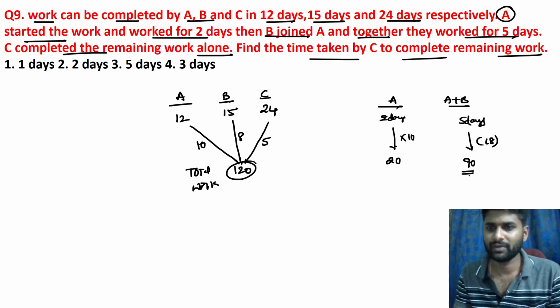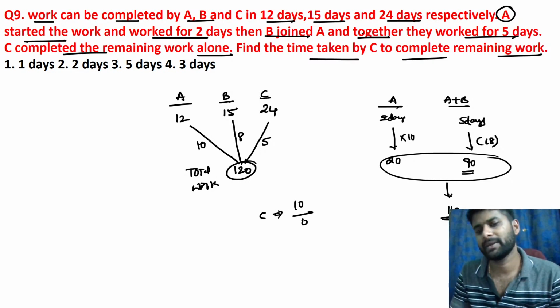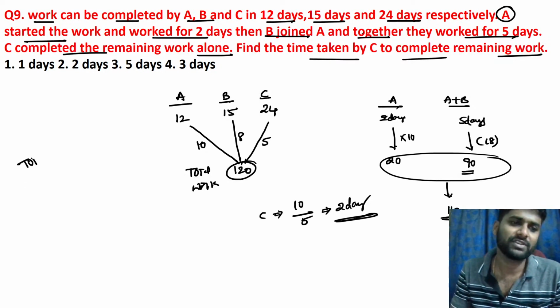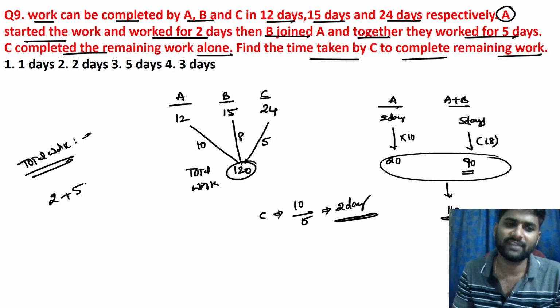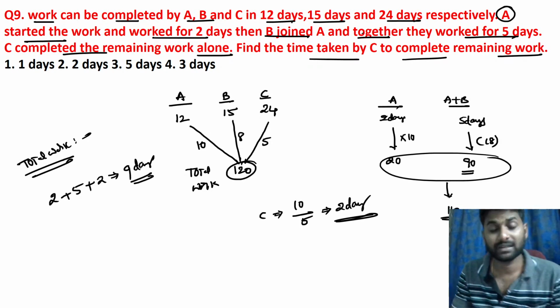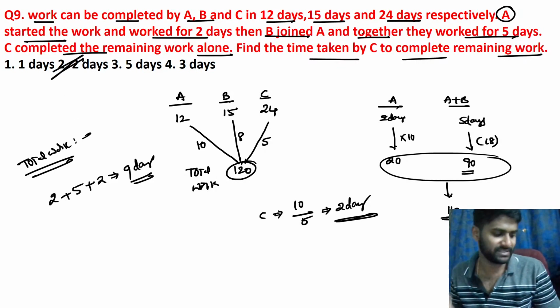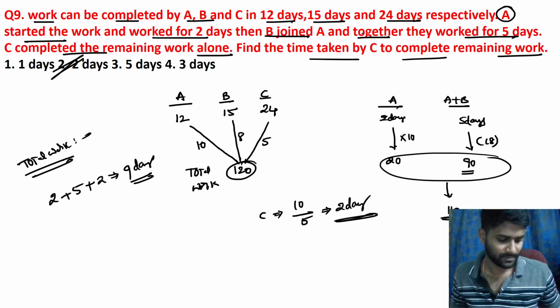See, out of 120 units, in 7 days they already completed 110 units. So we are left with only 10 units, and these 10 units are done by C alone. You already know that C completes 5 units per day. For 10 units, it takes only 2 days. The question related to total work, how many days will it take, means initially 2 days, then 5 days, last 2 days, so it takes 9 days of work. But my question is the remaining work completed by C, so how much time does it take, it's exactly 2 days. Right? 2 days. Very good.